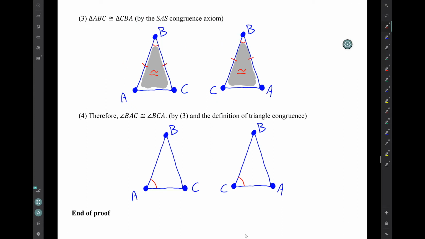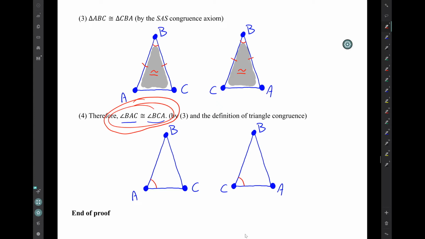Now therefore, we can say that angle BAC is congruent to angle BCA by the definition of triangle congruence. Remember that two triangles are defined to be congruent if all of their corresponding parts are congruent. Well, that was our goal. Our goal was to prove that angle BAC is congruent to angle BCA. Notice it's written abstractly in words here without pictures. Throughout this proof, all the pictures were nice to help us understand what was going on, but they weren't necessary for the integrity of the proof. All the words comprise the proof.